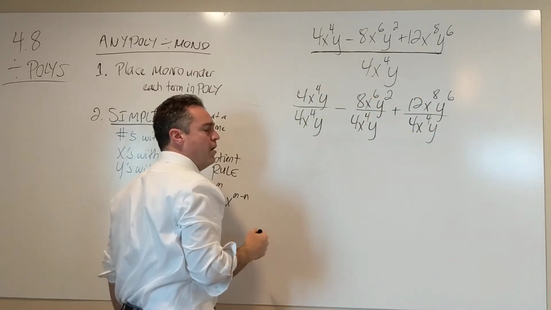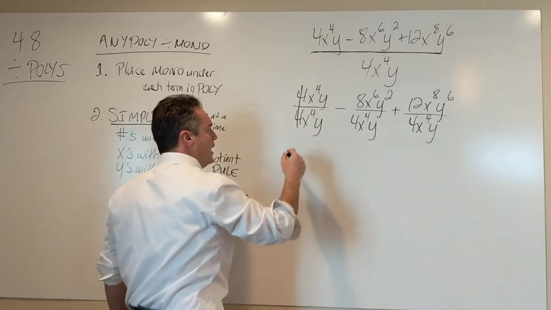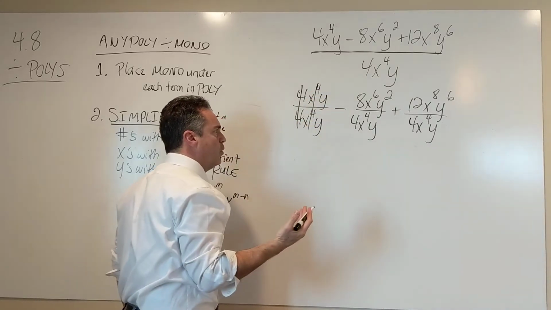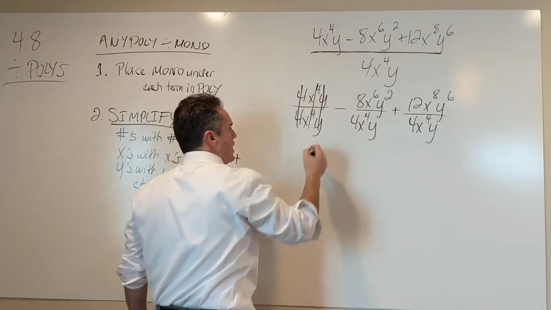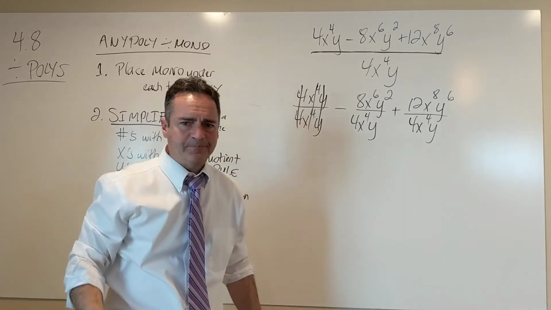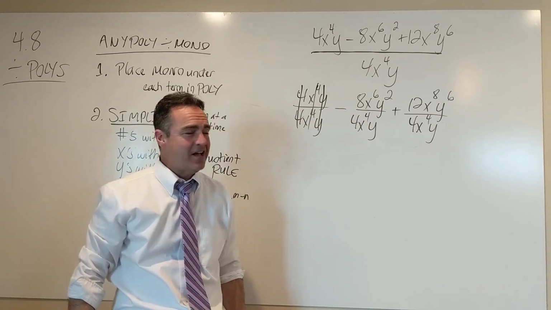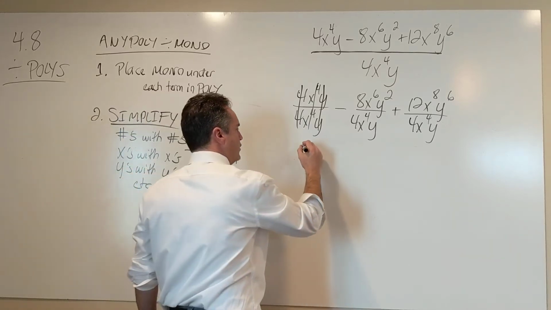Numbers with numbers, everybody. 4 divided by 4 is 1. Exactly. So those cancel. X to the 4th over x to the 4th, that's also 1. Anything divided by itself is 1. And y over y cancels out, and that's 1. And what's 1 over 1? You better not have said nothing. We talked about that. There's no such thing as nothing in math. It's not 0, it's 1. 1 over 1 is 1, so that's just 1.